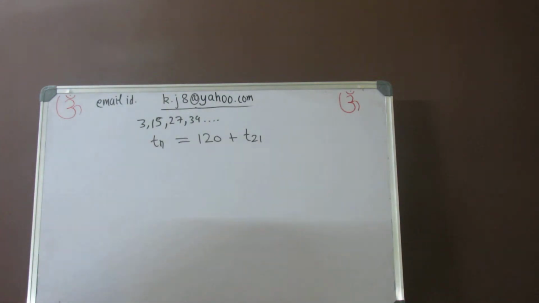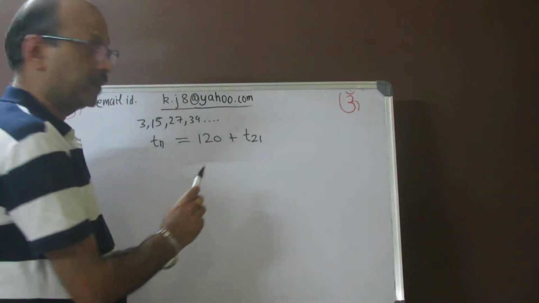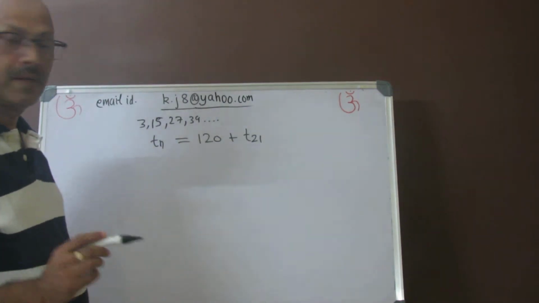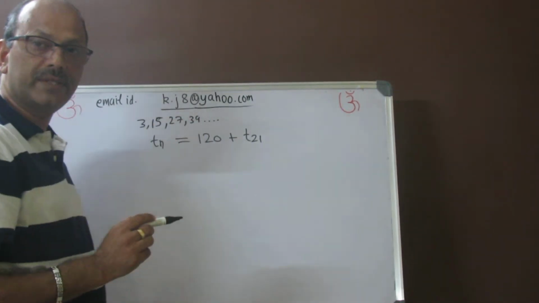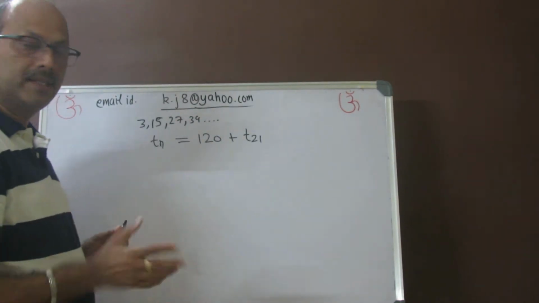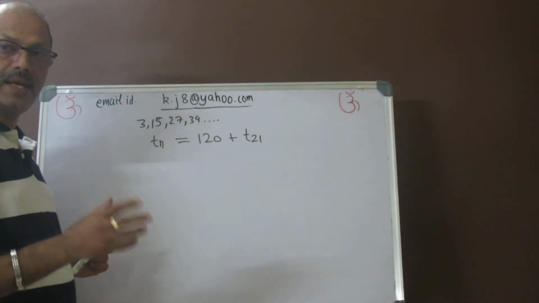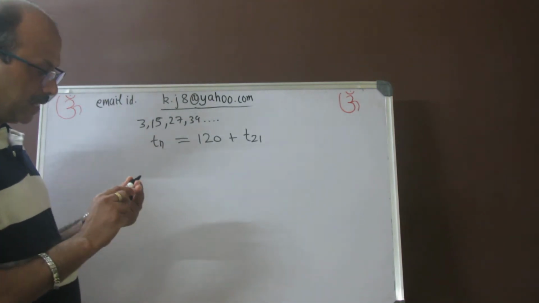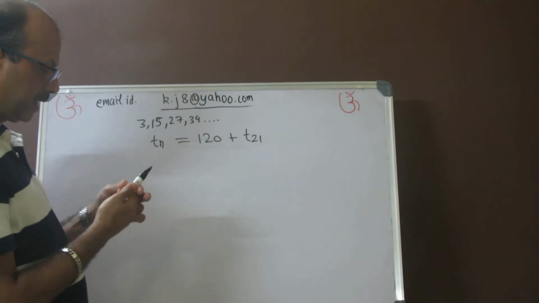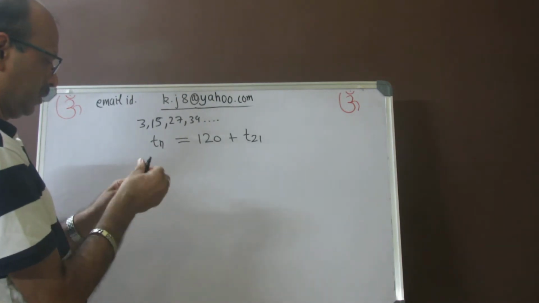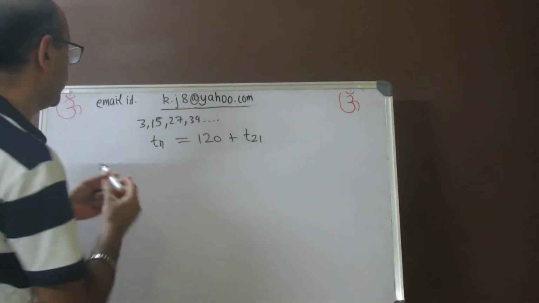Now it's simple. First we need to find the 21st term. Once we know the 21st term, we are going to add 120 to that, and then using the same formula of Tn, we'll try to figure out the number of that term. So let us start the question.